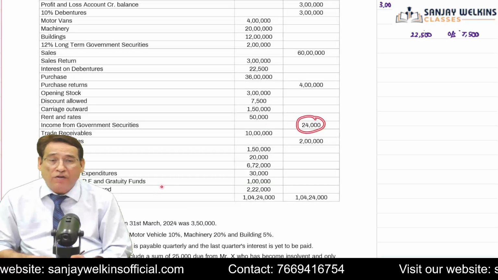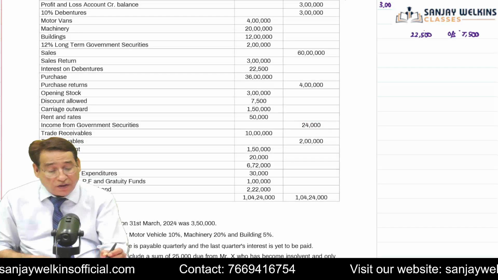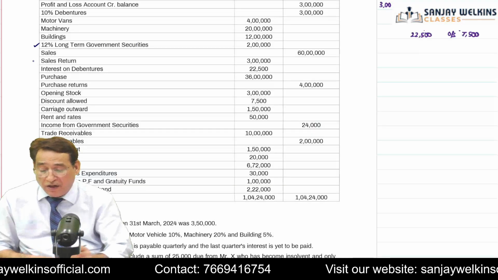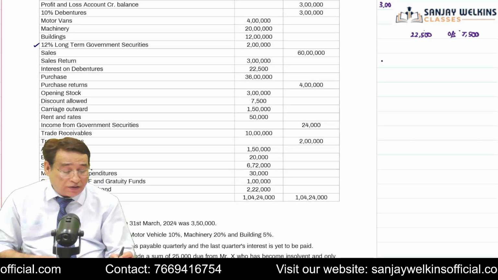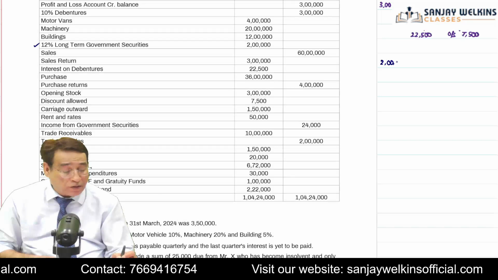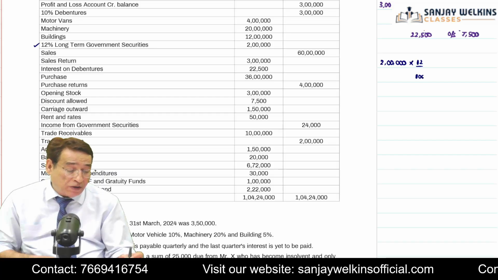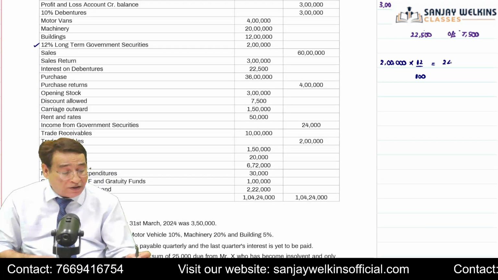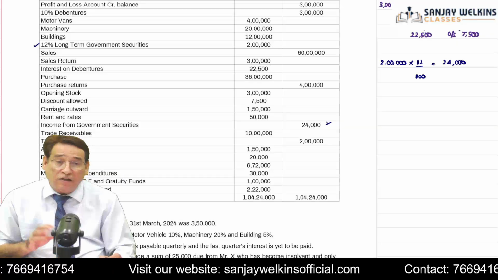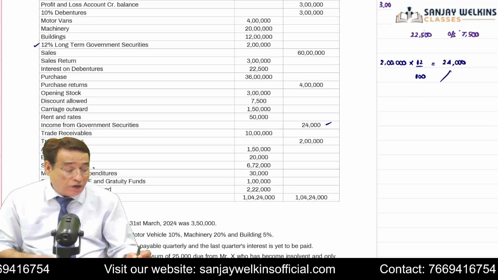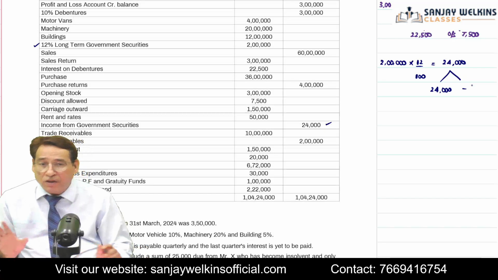Income from government securities. Now, for income from government securities, we need to exercise a bit of caution. See here, we have already gone through this, that we have made some investment to the extent of 2 lakh. If we have made an investment of 2 lakh and I'm getting 12% return, so logically return means interest here. So my interest income should be 24,000. And because in the trial balance it is written that we have received income of 24,000, that means nothing is accrued or outstanding. Is it clear to you?